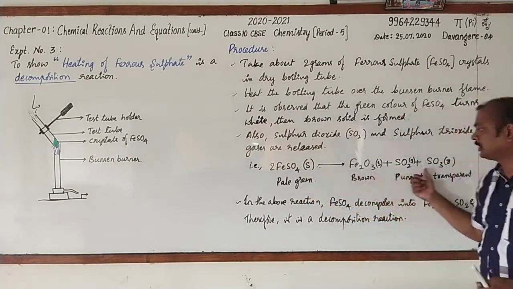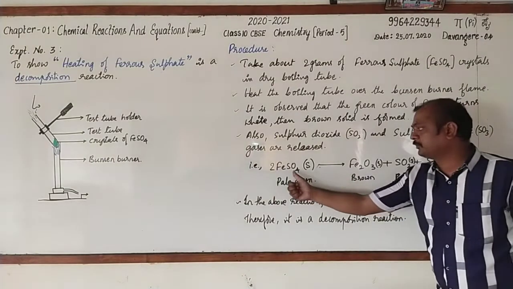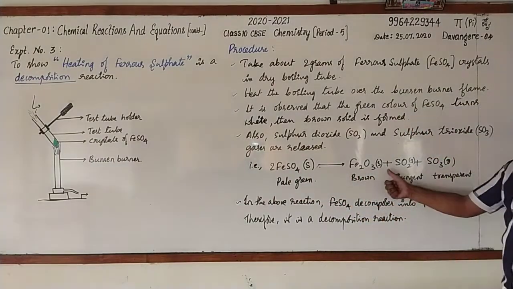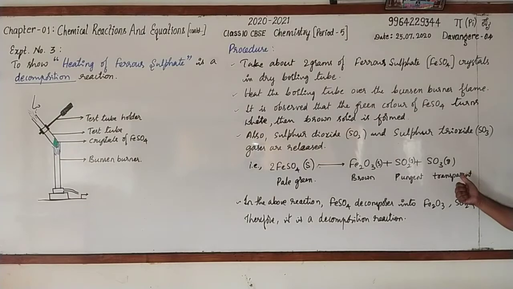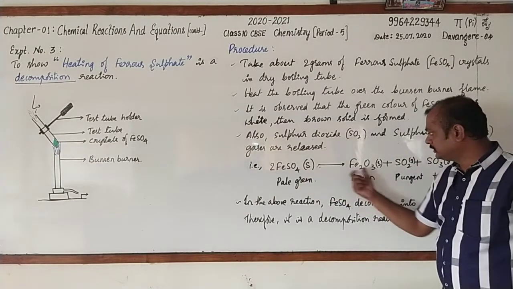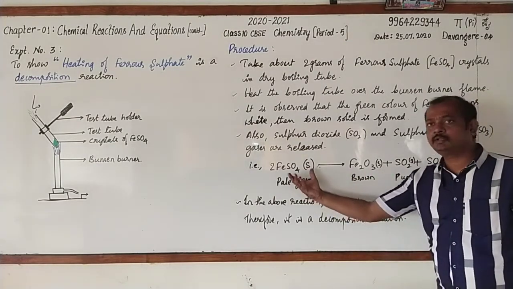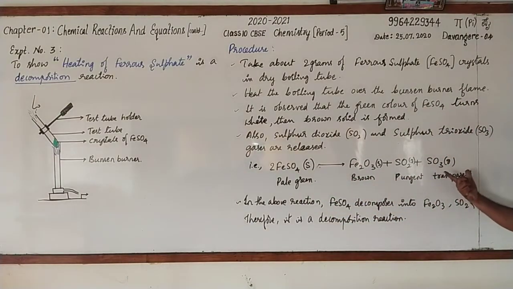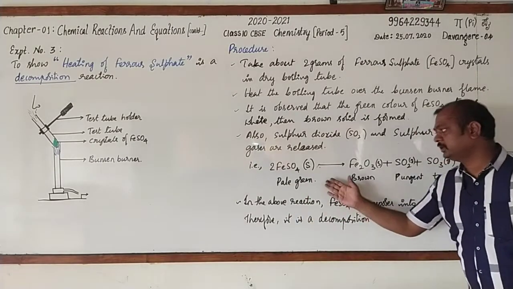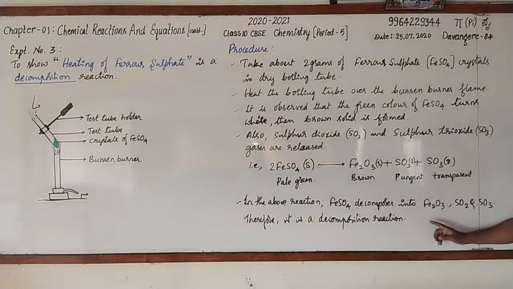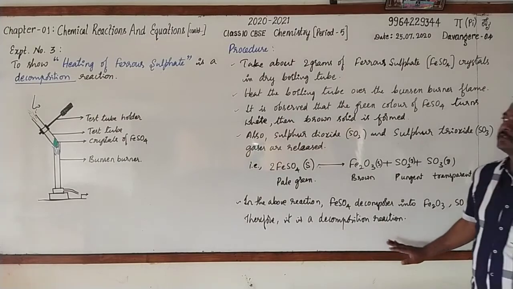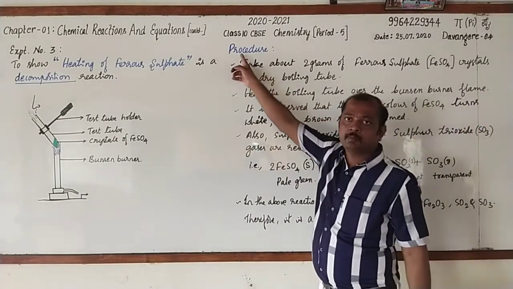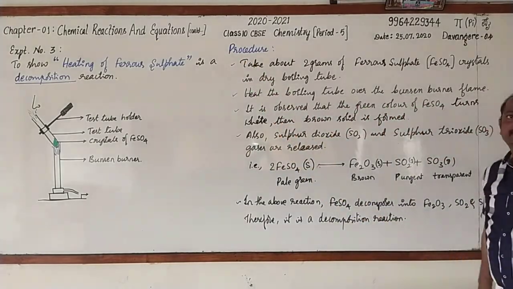And the chemical equation has been written. FeSO4 gives rise to Fe2O3 plus SO2 plus SO3. Observe, in this chemical reaction we can see that one substance gets split up into 3 substances, that is more than one substance. That is why it is called a decomposition reaction. Clear? Yes. Please go for copying from procedure 2 here.